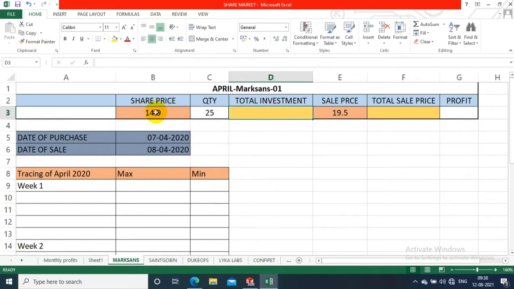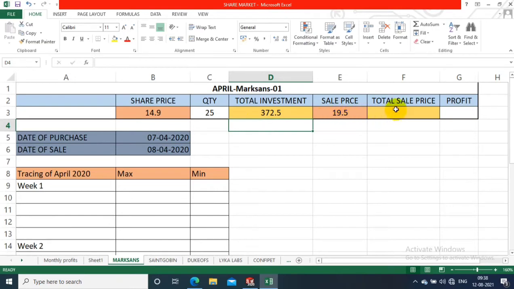Now I have a share price and its quantity. In total investment I have to type equal and select the B3 cell, then type a multiplication symbol, then select the C3 cell. Now B3 into C3, it multiplies automatically and shows the value here.